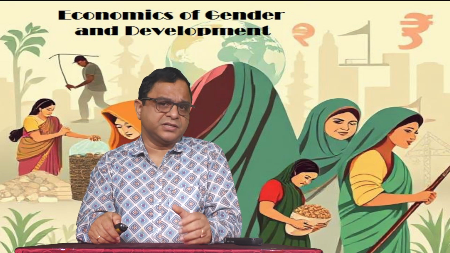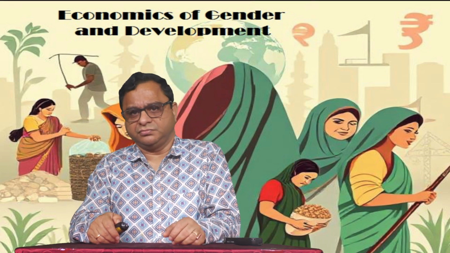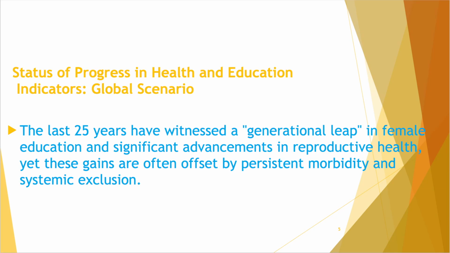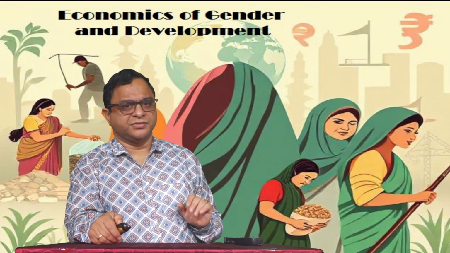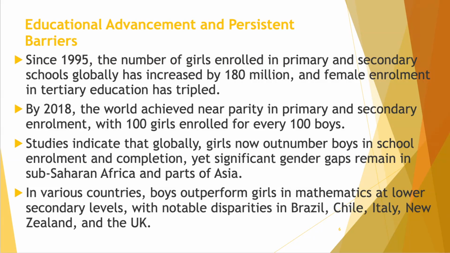Now, with regard to the status of progress in health and education, we see that the last 25 years have witnessed a generational leap in female education and significant advancements in reproductive health. Yet, these gains are often offset by persistent morbidity and systemic exclusion. Since 1995, the number of girls enrolled in primary and secondary school globally has increased by 180 million, and female enrollment in tertiary education has tripled.